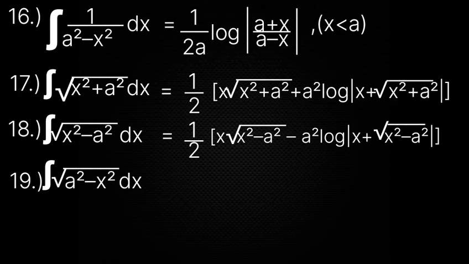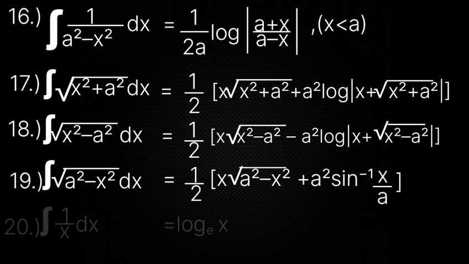Lastly, for this group, the integral of the square root of a squared minus x squared equals 1/2 times the quantity x times the square root of a squared minus x squared plus a squared times inverse sine of x over a. Moving on to basic polynomial and trigonometric integrations, which form the foundation of calculus problem solving.